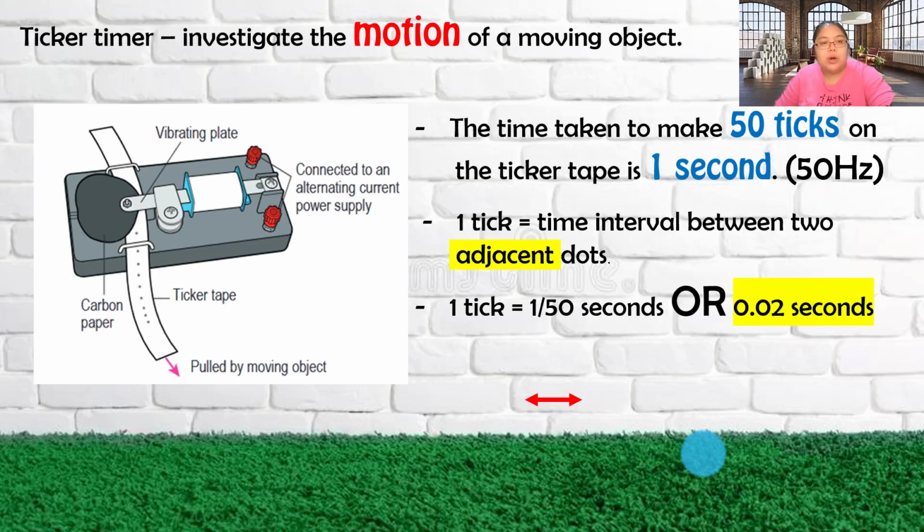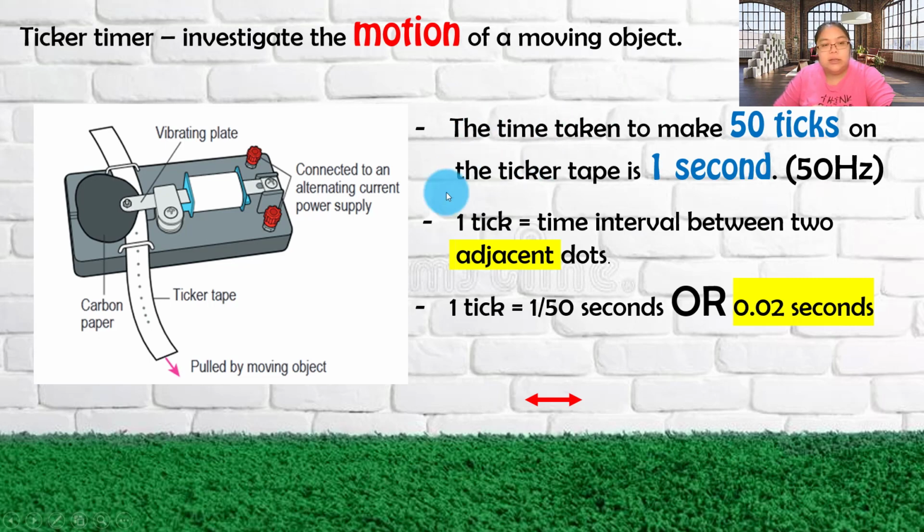Okay, after showing the distance, displacement, speed and velocity, now we're going to show one of the instruments. This one instrument can measure all the things I just told you. This one we call the ticker timer. The white one, we call the ticker tape. The function is to investigate the motion of a moving object. The object is moving, and they want to find out what your velocity is, or they want to find out what the acceleration is.